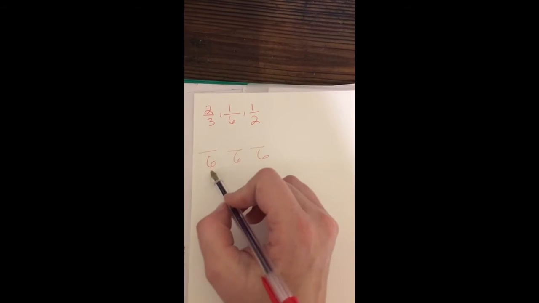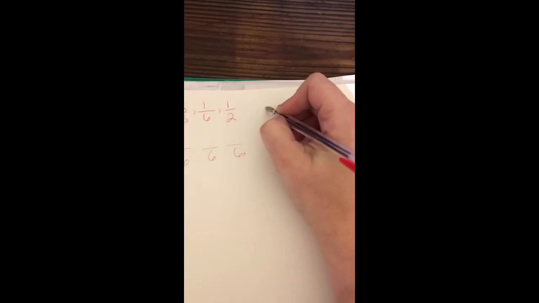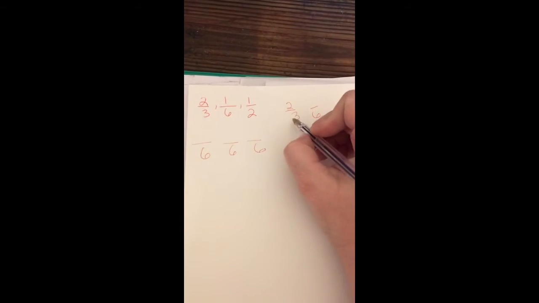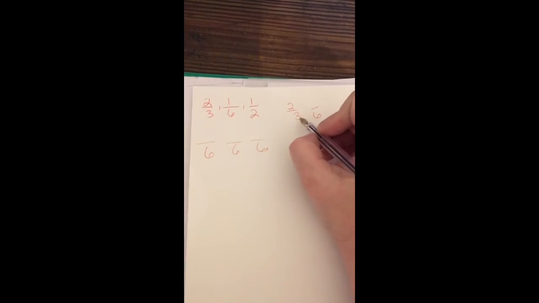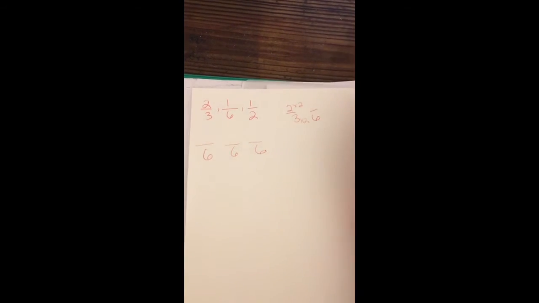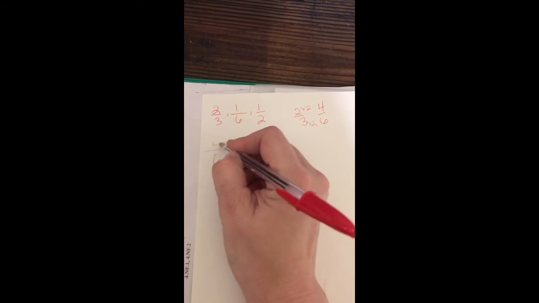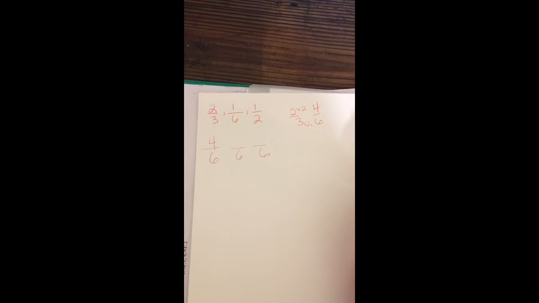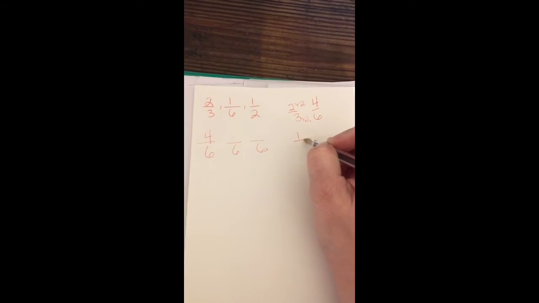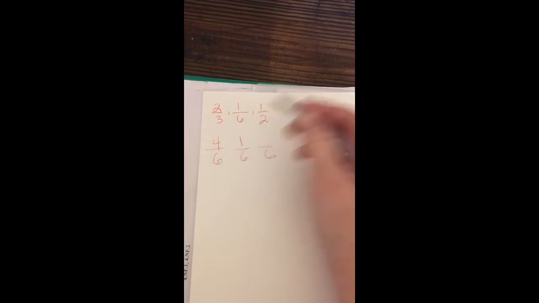So here, if 2/3 were to be changed to something with 6 as the denominator, you say, well, how did we do that? Well, 3 times 2 is 6, and whenever you do the bottom, you do the top. So 2 times 2 is 4. So 2/3 is equivalent to 4/6. Here, this one already has the 6 at the bottom, so of course you just leave your 1 at the top.